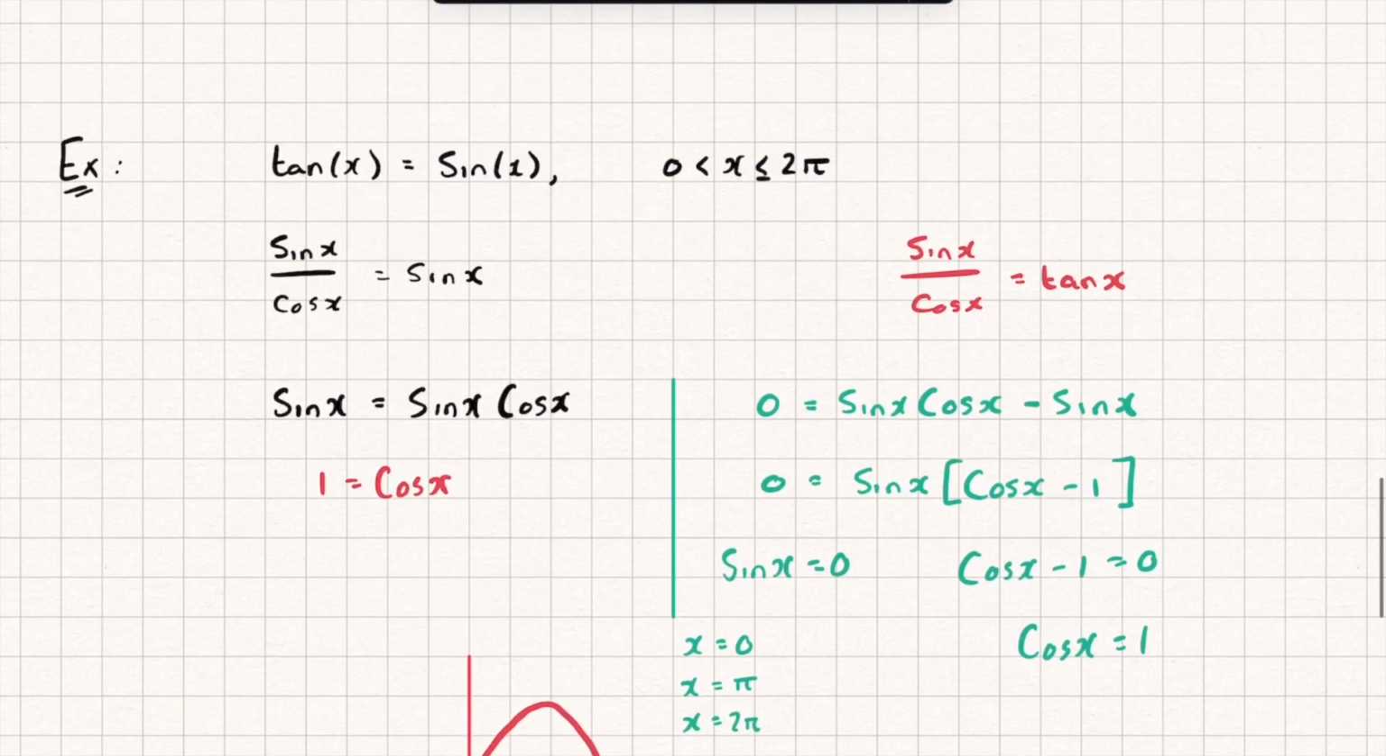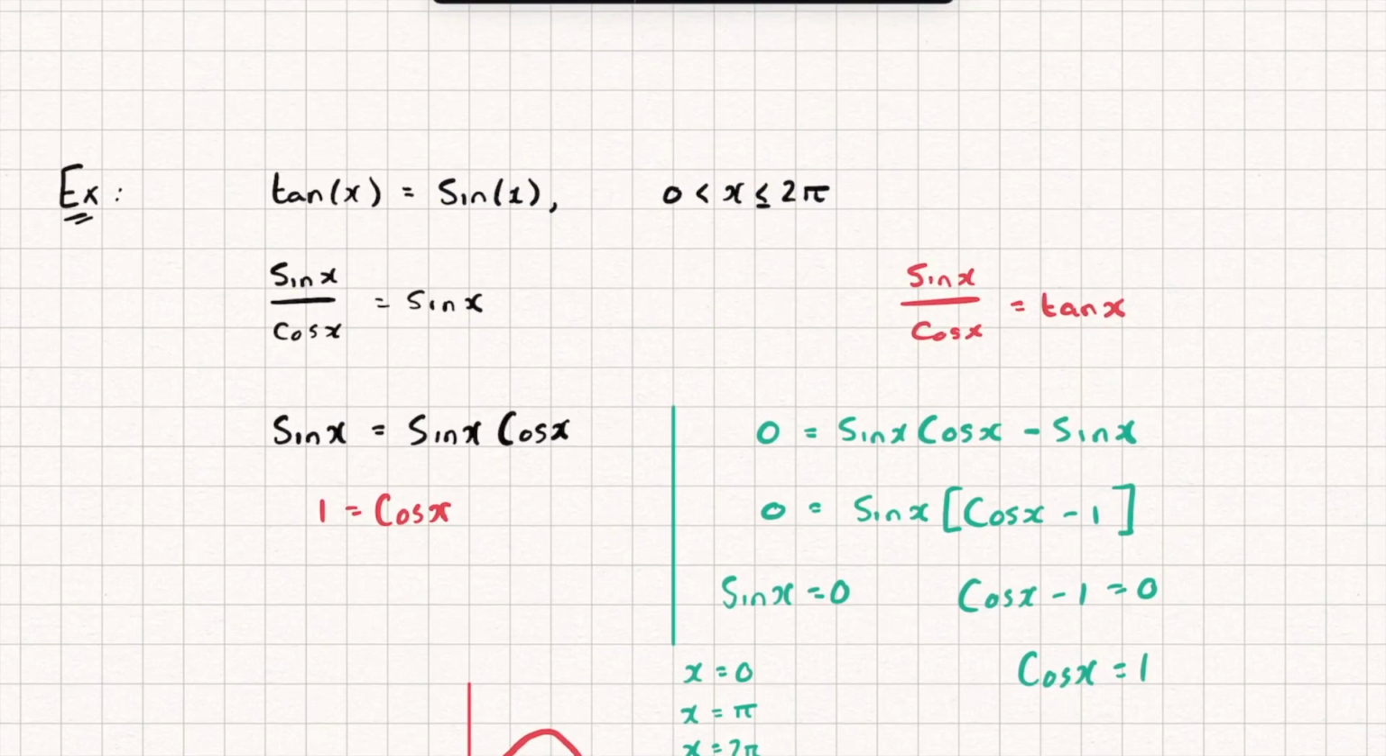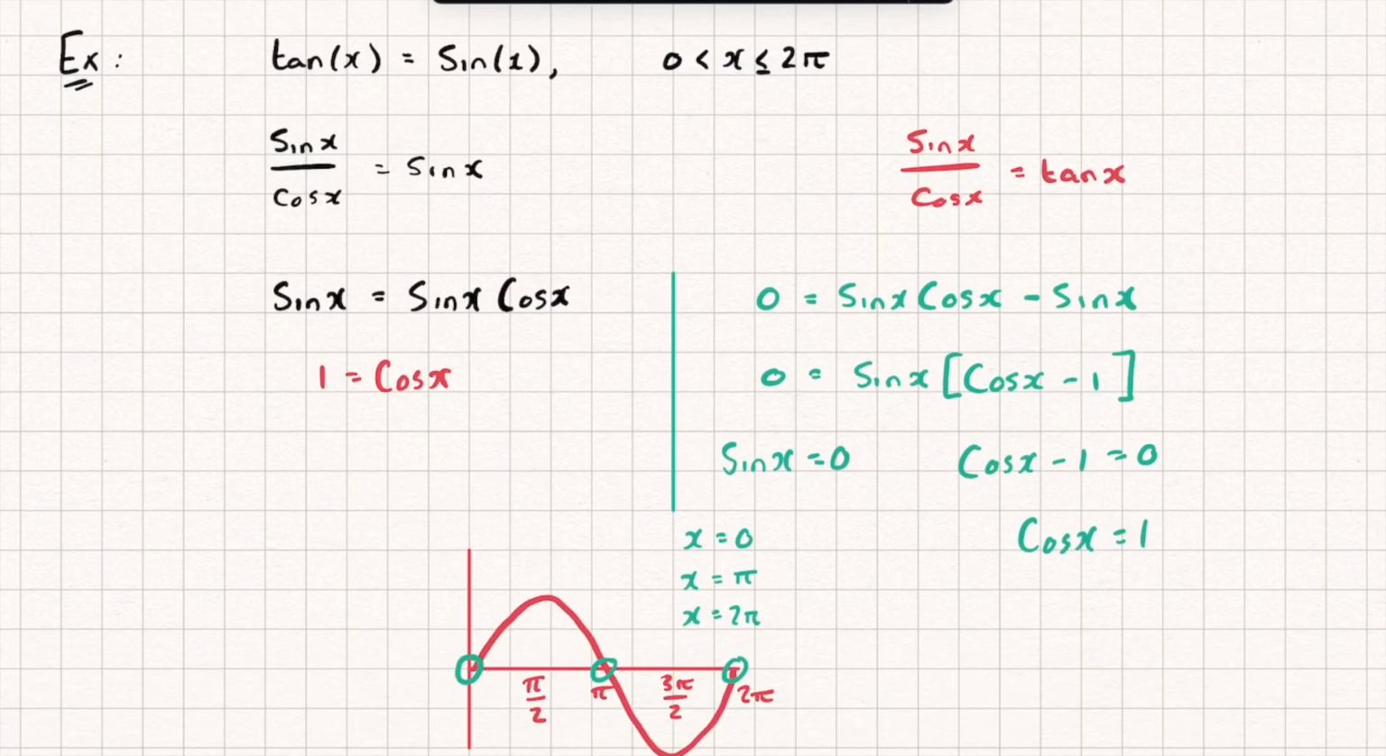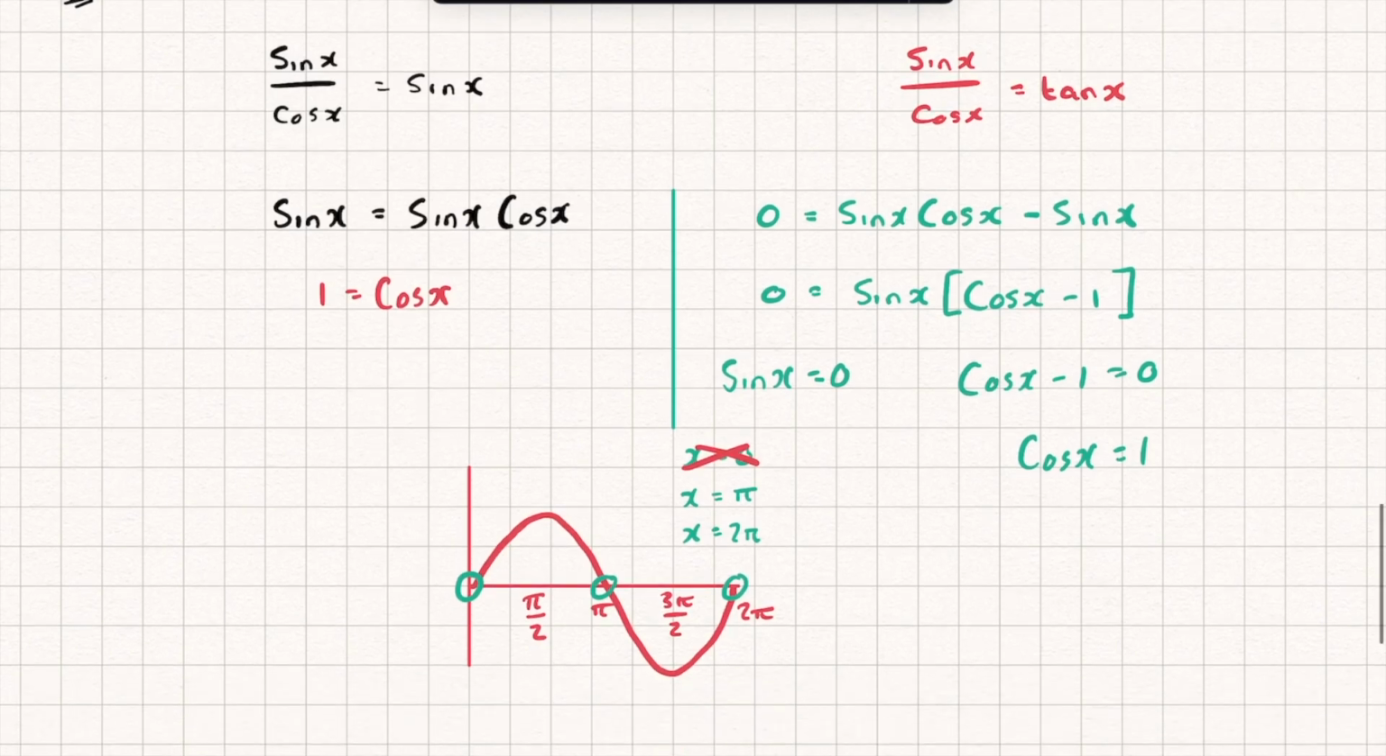Now let's look, what are we solving between? We're solving for x between 0 and up to and including 2 pi. So we're not including 0, you can see that here. We're strictly greater than 0, and so I'm going to reject my solution when x equals 0, but I can accept the other two, so these two are good.